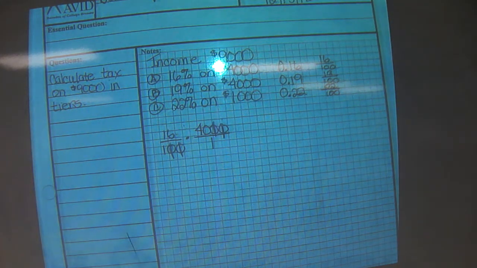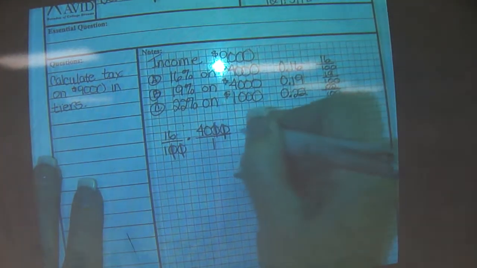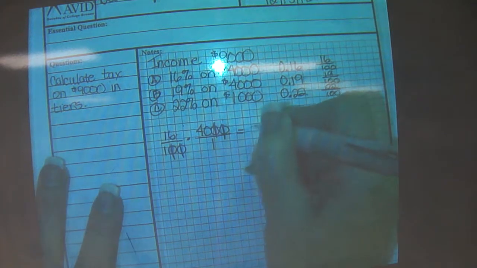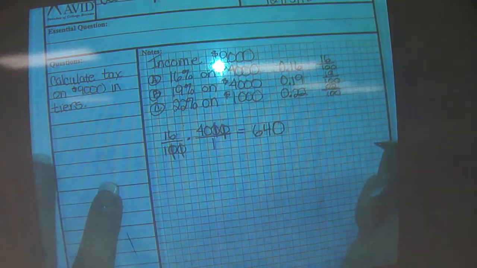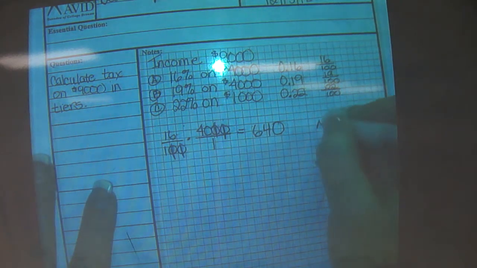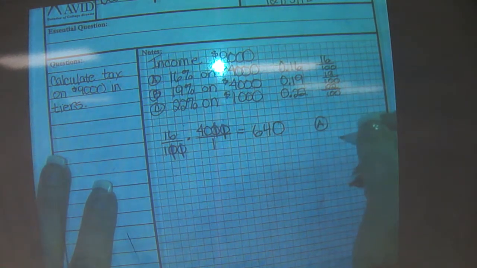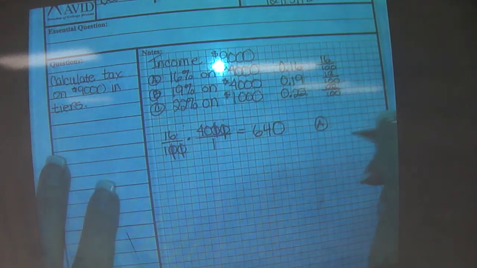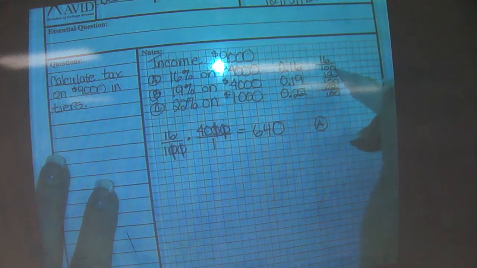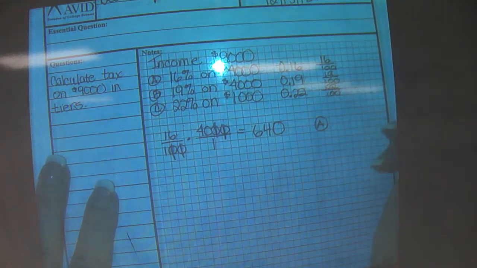Do you guys know 16 times 40? Is that an easier calculation than doing decimals? Yes. What's 16 times 40? 640. You've done your first calculation. That's calculation A. Is that easier than doing decimal multiplication? Do you have to subtract that? No, that's our answer for A. You're done with calculation A.